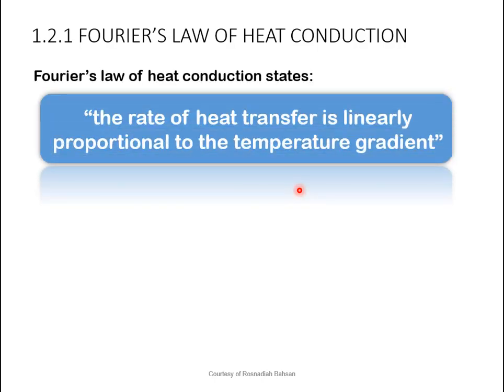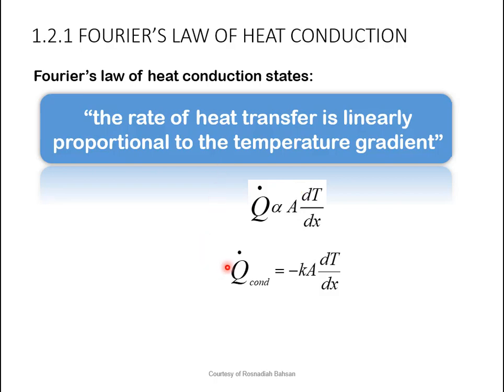Fourier's Law of heat conduction is equal to Q dot. As I mentioned before, Q dot refers to the rate of heat transfer, and Q dot COND is the rate of heat transfer due to conduction. This is equal to negative K. What is K? K is thermal conductivity.